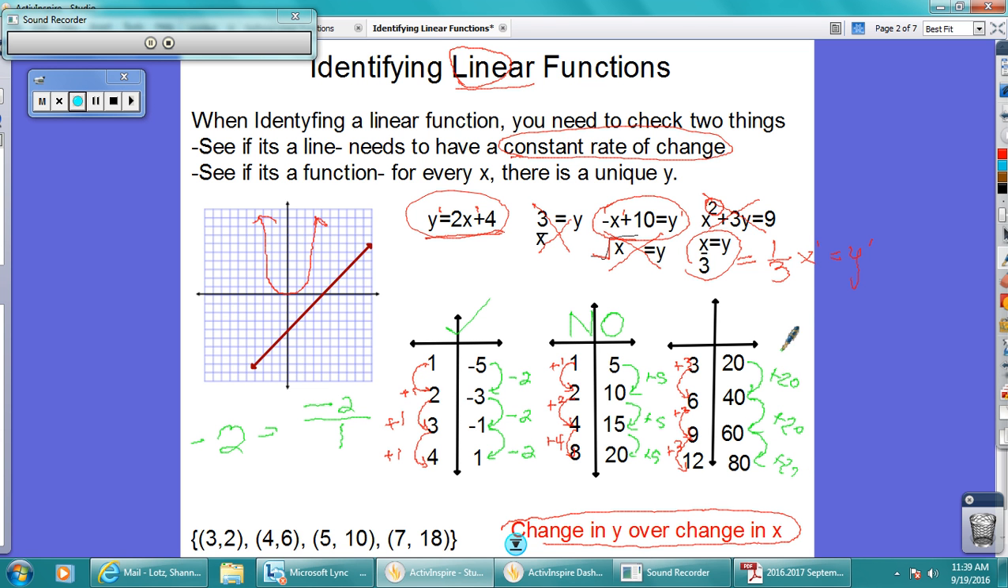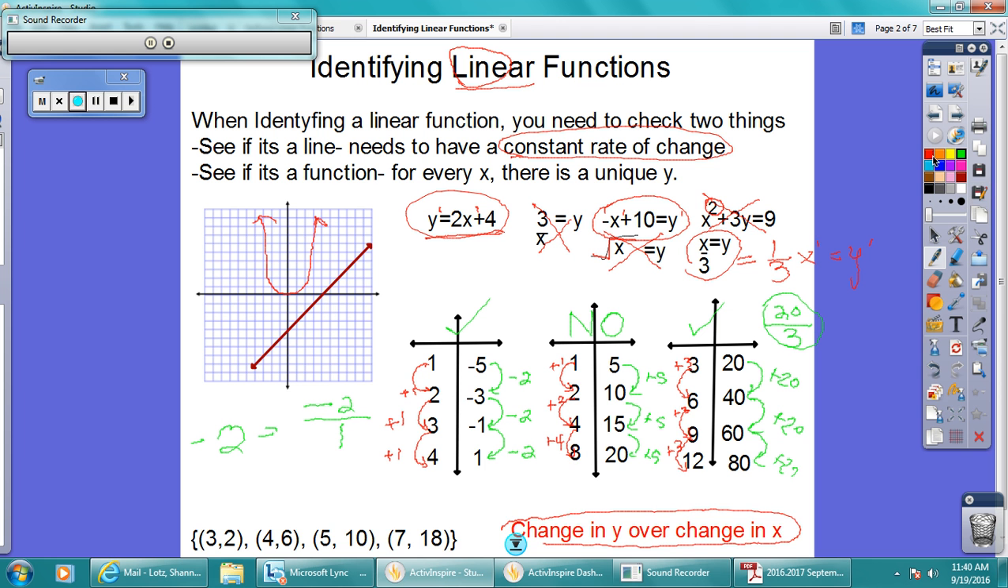My change in y is 20 over my change in x, which is 3. And that's constant. So this is my change in y over my change in x. This is my constant rate of change. It's constant throughout, so this is a linear function.